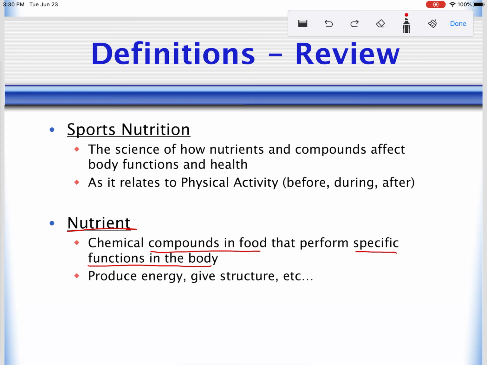You'll notice throughout this whole course, as I'm talking, that I'm underlining or starring certain things. Those are the things that you need to pay attention to, because those are the things that will be on the exam.